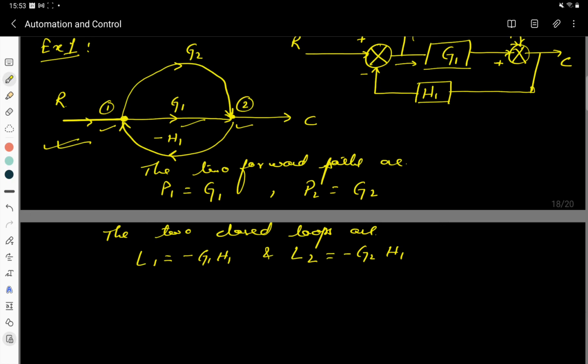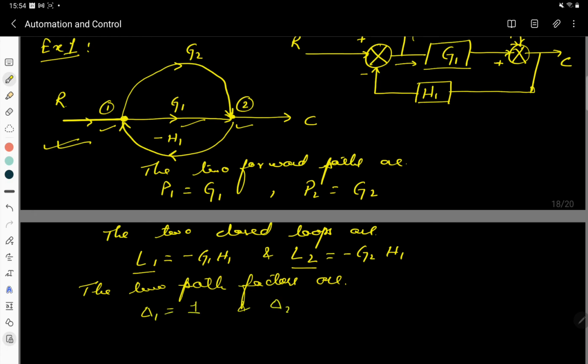As you can see, there are two loops, L1 and L2. Both the loops are touching both forward paths. So the two path factors are simply delta 1, which will be equal to 1, and delta 2, which will also be equal to 1.